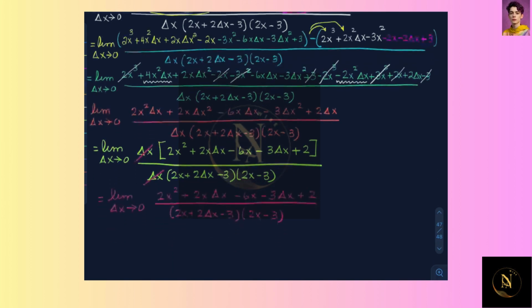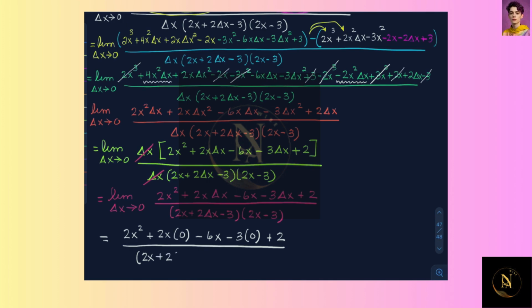So when you substitute your 0 in, we will end up with 2x squared plus 2x times 0 minus 6x minus 3 times 0 plus 2. And in the denominator, you'll have 2x plus 2 times 0 minus 3 times the quantity of 2x minus 3. So these terms are now out of play, leaving you with 2x squared minus 6x plus 2 over the quantity of 2x minus 3 times 2x minus 3.